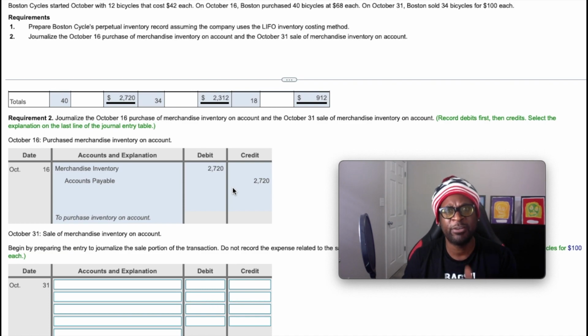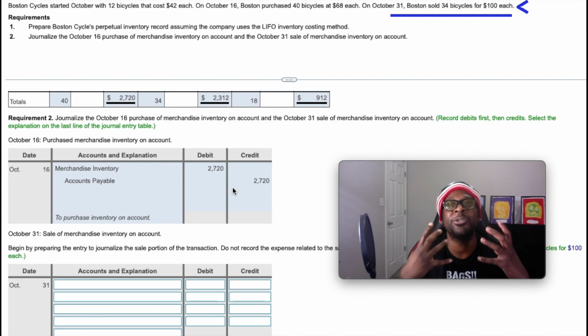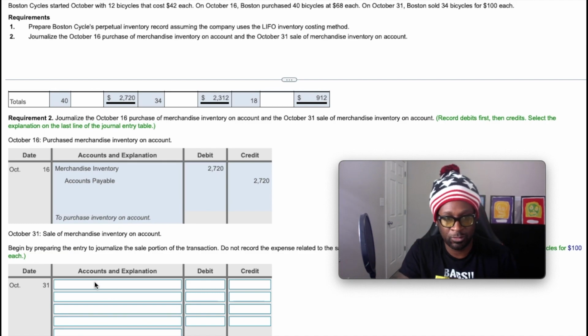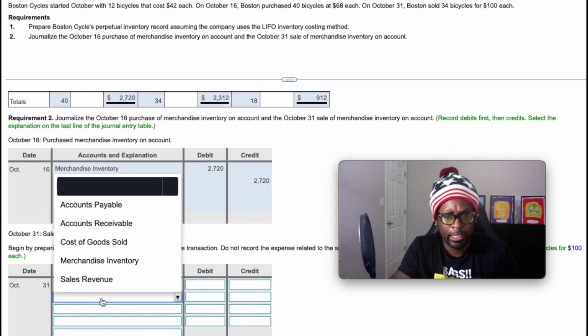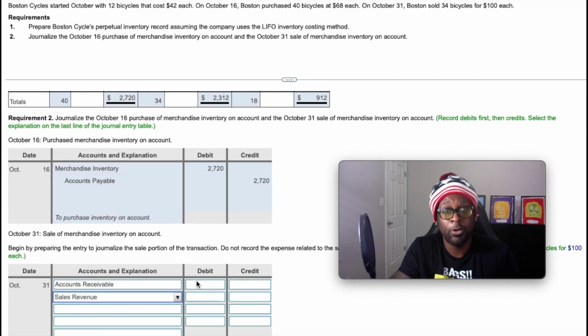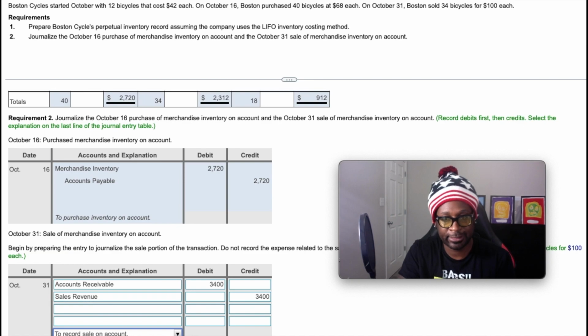Now, we're going to account for the revenue first. And remember what I told you in the earlier part of this particular video. That $100 that we sold those 34 bicycles for is going to dictate how much revenue was earned. And so to account for the revenue, we're simply going to debit accounts receivable and credit sales revenue for the $3,400. Now, how did I get the $3,400? 34 units times $100 each. Bada bing, bada boom. We're going to check the answer.